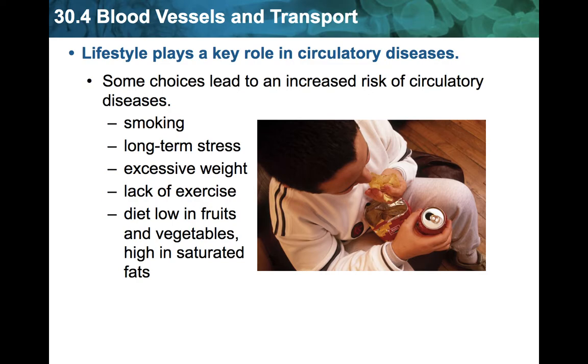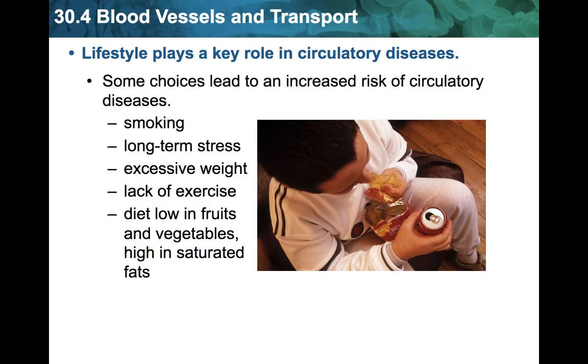Okay, I feel like a lot of you already know this, but lifestyle plays a key role in circulatory diseases. So some choices lead to an increased risk of circulatory diseases and heart attacks. So smoking, long-term stress, excessive weight, lack of exercise, diet low in fruits and vegetables, high in saturated fats. The majority of saturated fats are not good for you.